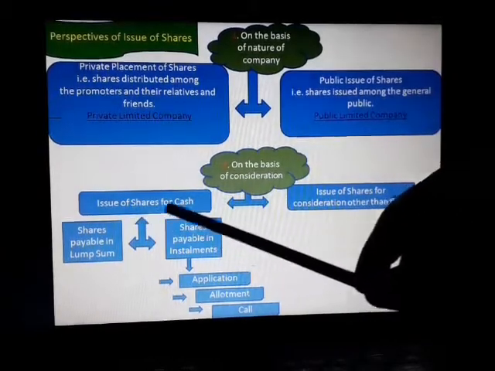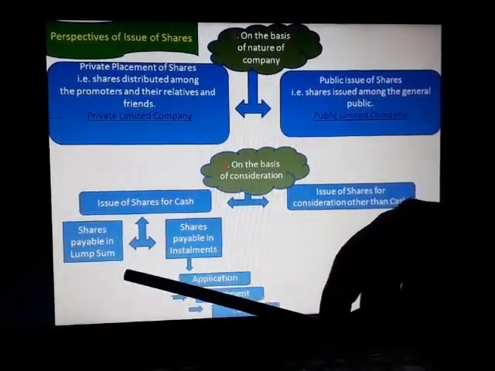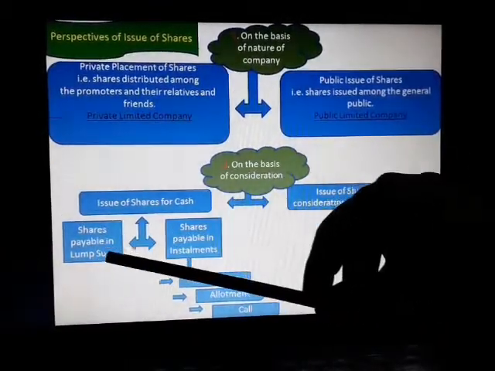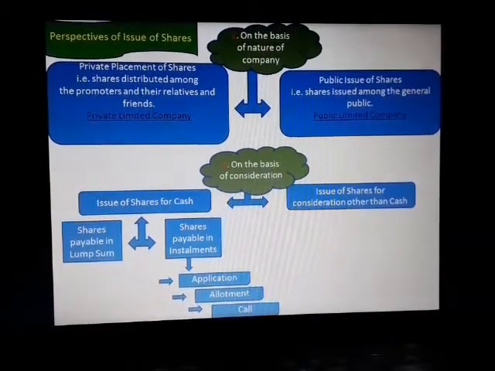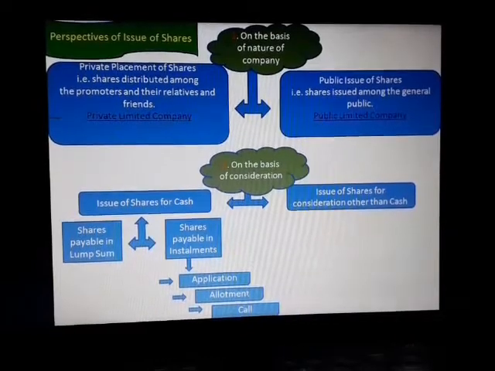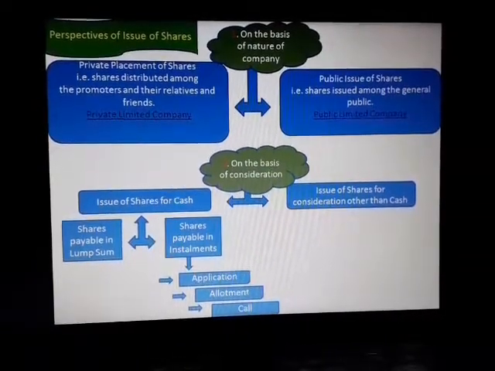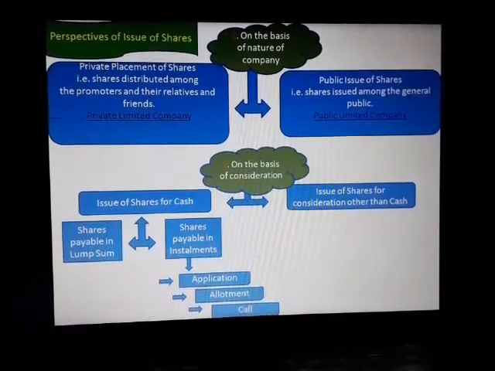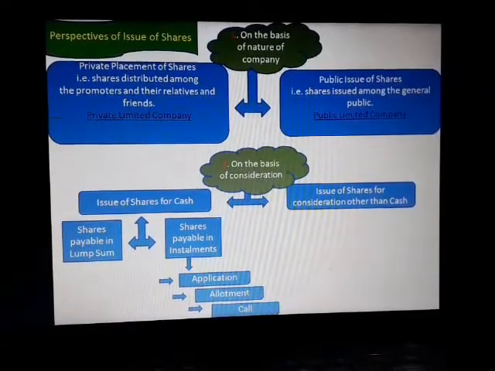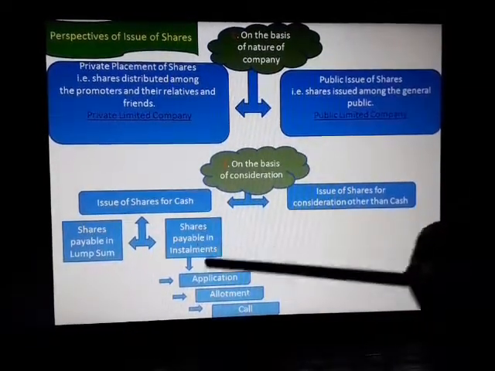Now, issue of shares for cash can be done in two ways, that is shares payable in lump sum, that is the total value of shares and share capital should be collected by the company at a time in lump sum. Shares payable in installments, if the face value of shares are divided into different installments and the company raises their capital by installments or by phase, then that should be termed as shares payable in installments.